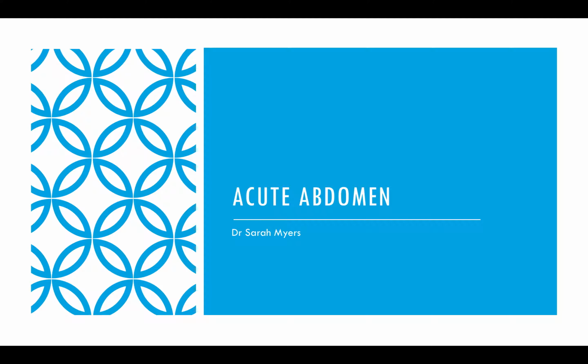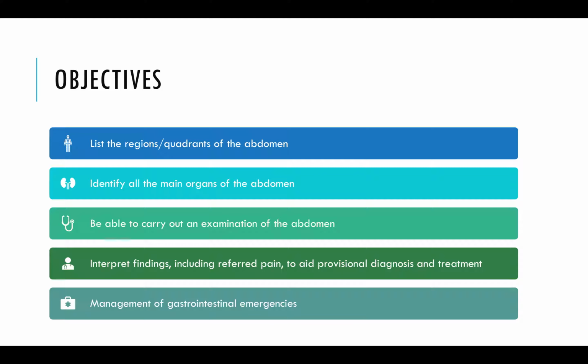So today we're going to be talking about abdominal pain and the acute abdomen. Obviously, some objectives for this lecture. As you can see below, we're going to talk about the regions and quadrants of the abdomen, identifying the main organs of the abdomen. We'll be talking about how to carry out an examination of the abdomen, including some videos, interpreting the findings, including referred pain, age, diagnosis and treatment, and management of gastrointestinal emergencies.